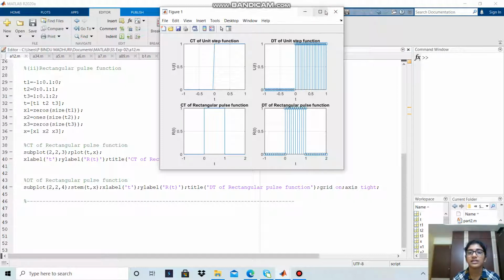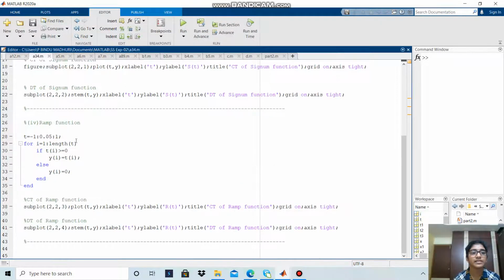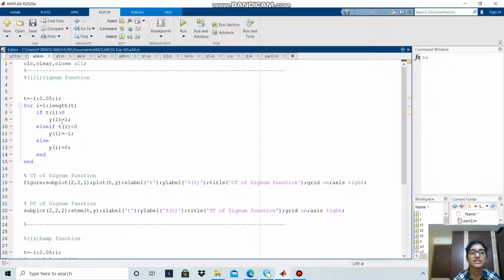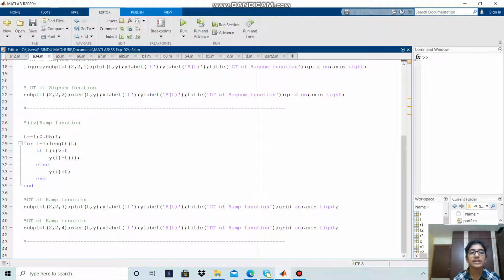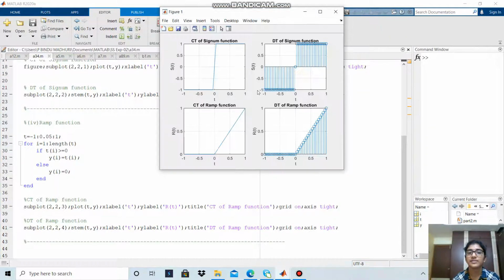pulse. The next one is the signum function, which is equal to 1 for x greater than 0, equal to -1 for x less than 0, and equal to 0 for x equal to 0. Here also I used a for loop and if else statements. Coming to the ramp, it is equal to x for x greater than 0 and equal to 0 for other values. Here also I used a for loop and if else statements. If I run this, we get these graphs.